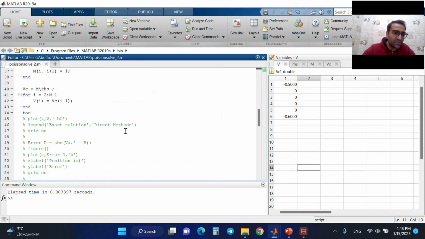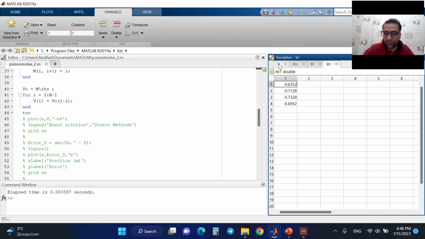What we need is just defining such a loop. You see, when we change i from 2 to n minus 1, vi equals vc(i minus 1), and it will be done. How? Let's check. When i is 2, it says give vc1 to the v2, vc1 to the v2, so on and so forth.